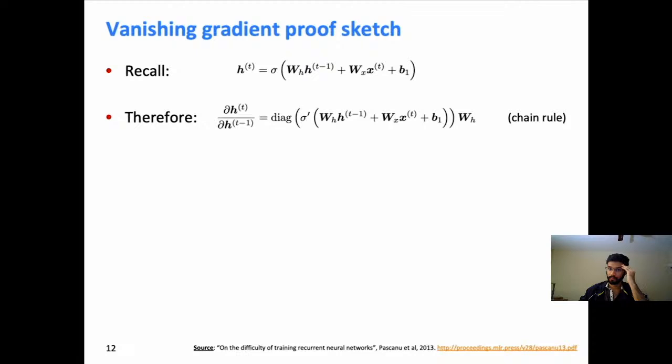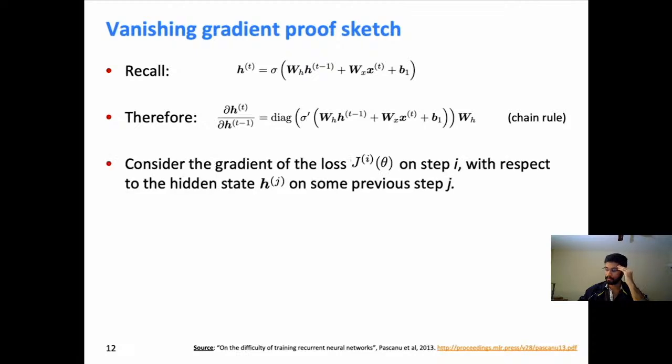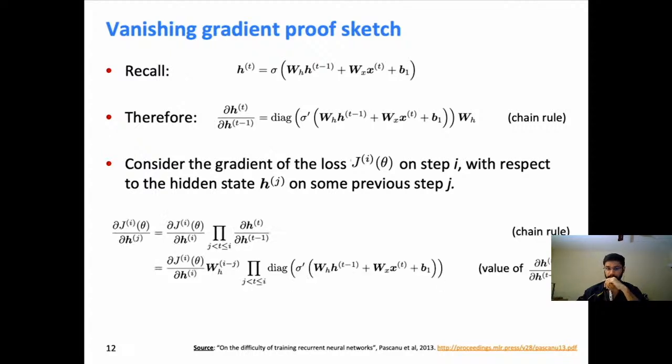Okay, so if you remember on the previous slide, we were thinking about what's the gradient of the loss on some step i, let's say, with respect to a hidden state h_j on some previous step j, and maybe j is quite a few steps before i. So we can now write this in the following way.